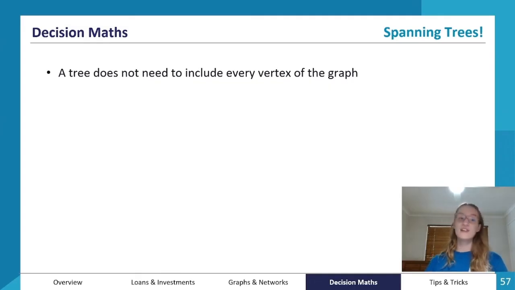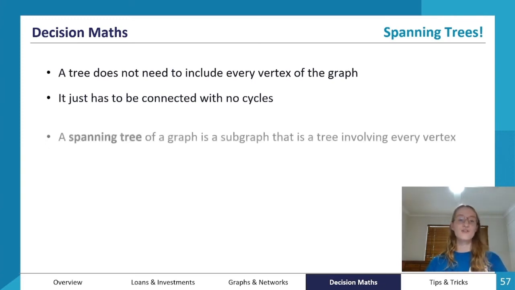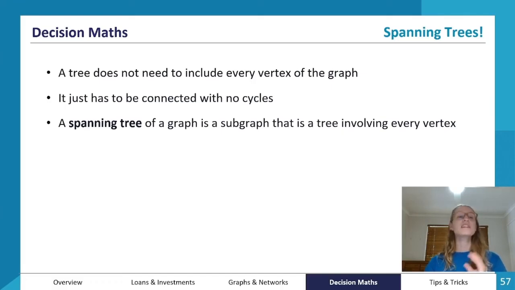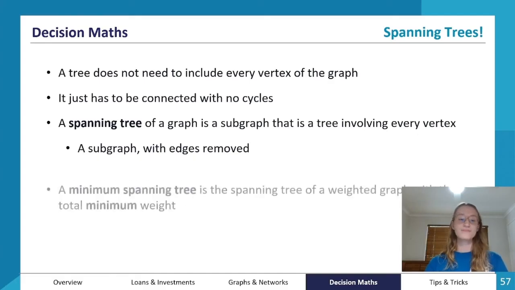But what about a spanning tree? A tree does not need to include every vertex of the graph. It just has to be connected with no cycles, no loops, no multiple edges, all of that. A spanning tree of a graph is a subgraph, which we talked about earlier, that is a tree involving every vertex. So a subgraph, so some information removed but nothing added, but it does need every vertex. A spanning tree means that some edges have been removed.